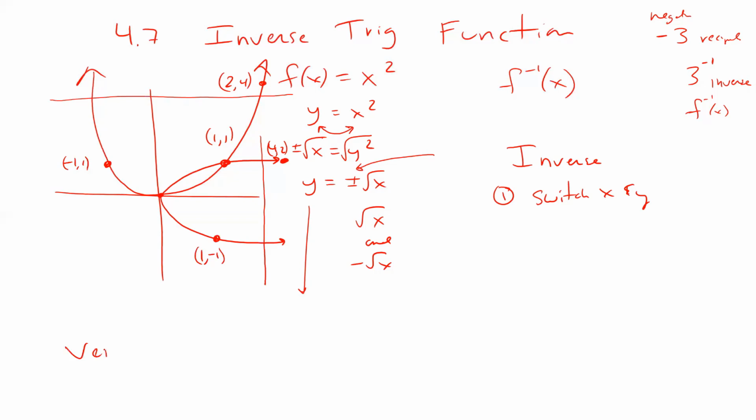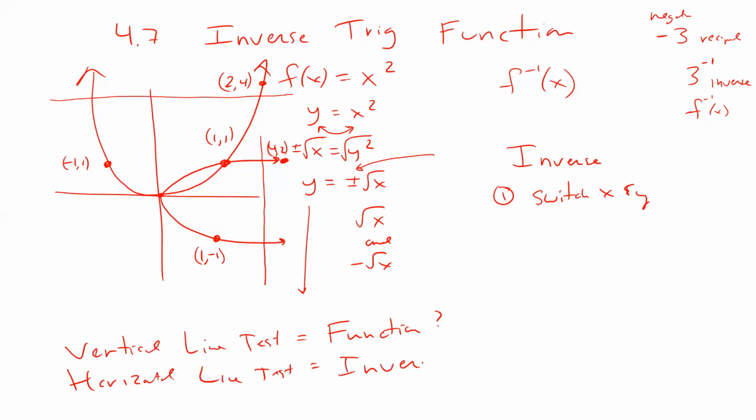A vertical line test is to find out if the function is a function. We good? A horizontal line test determines if you have an inverse function. Okay, that's something to keep in mind. We're good? So there's two things there. We'll come back to it, and I think we're going to put it all together now in just a second.